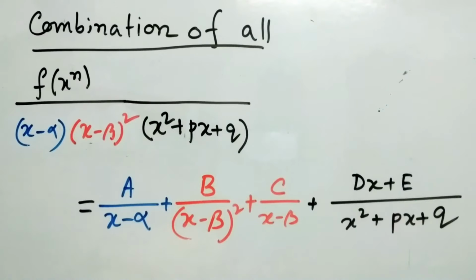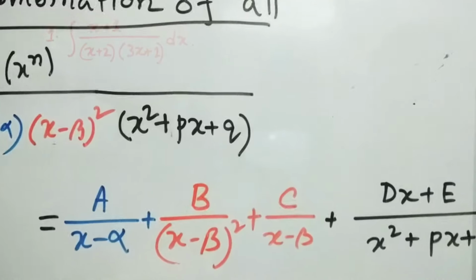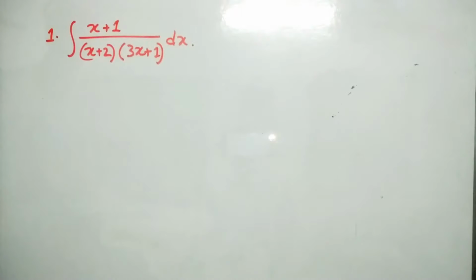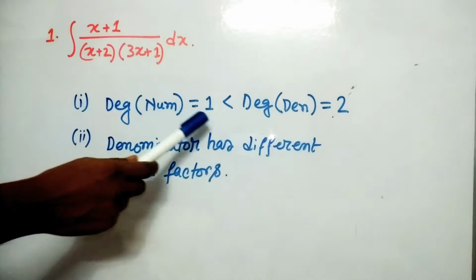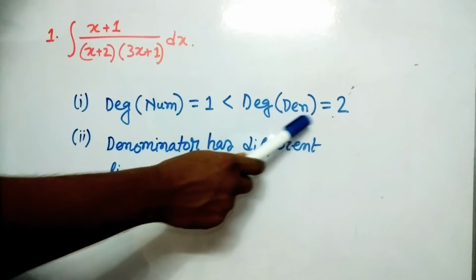Now the question is, after that, what to do? So let us go for some examples to describe the process properly. Here the question is the integration of x plus 1 by x plus 2 into 3x plus 1. Here the denominator has two linear factors. Before we go for the solution, let us observe the nature of this function. The first thing is the degree of the numerator is equal to 1 and the degree of the denominator is equal to 2.